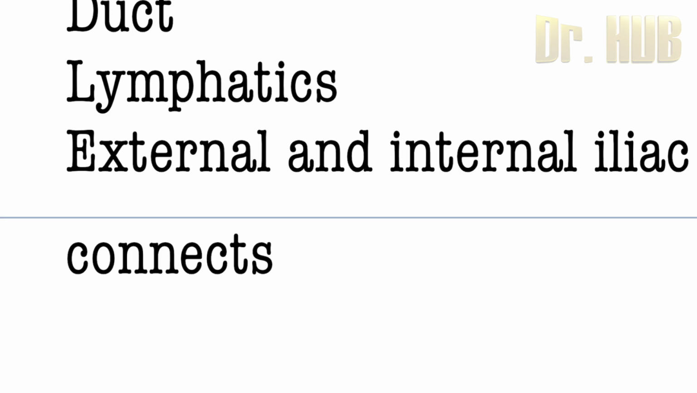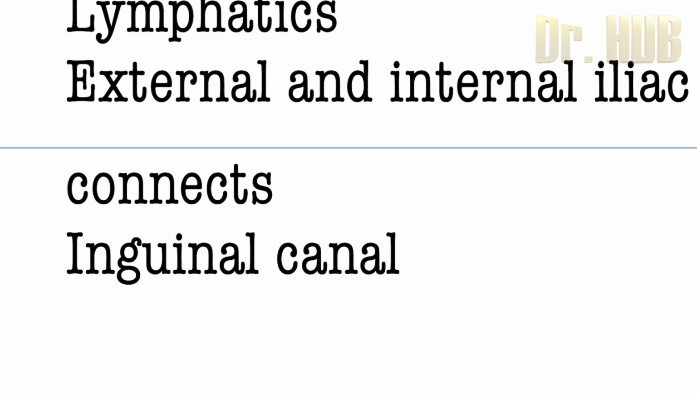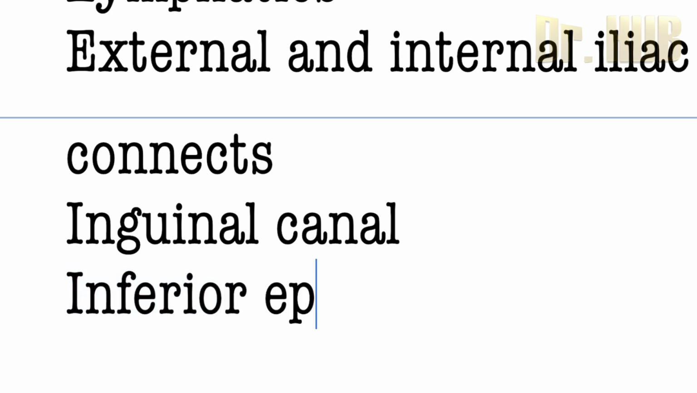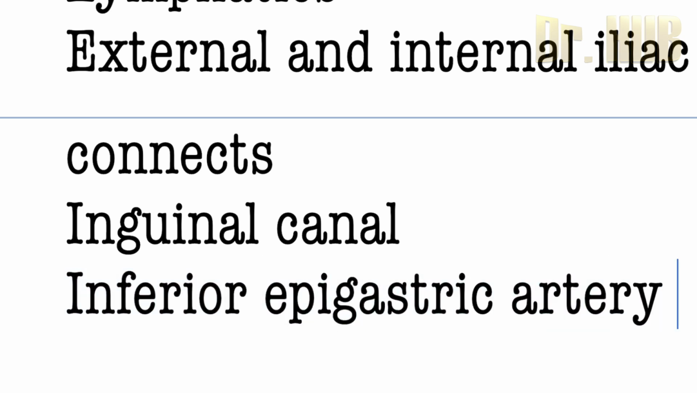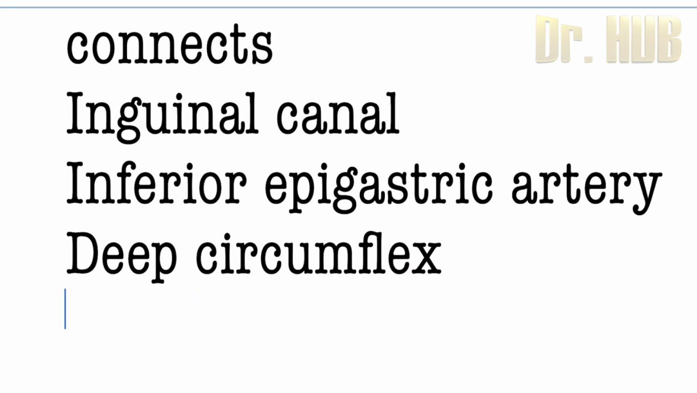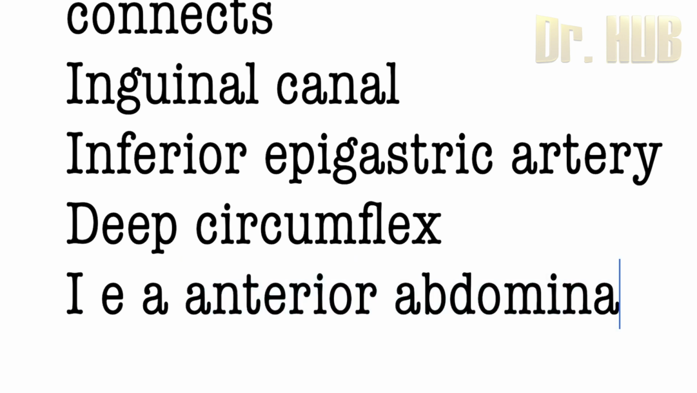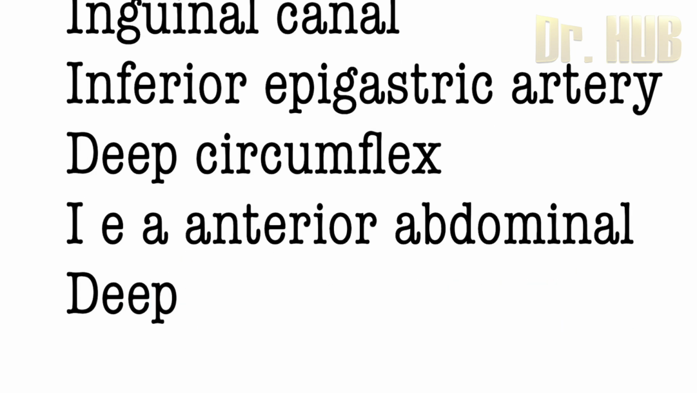Now let's move on to the inguinal canal. What are the arteries in the inguinal canal contents? The arteries are the inferior epigastric as well as the deep circumflex iliac artery. The inferior epigastric artery arises from the external iliac artery and supplies the anterior abdominal wall, and then comes the deep circumflex iliac artery.